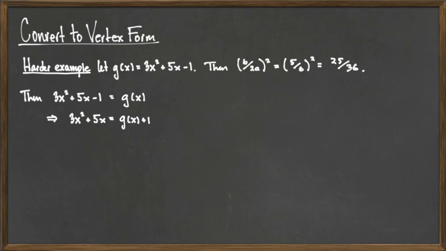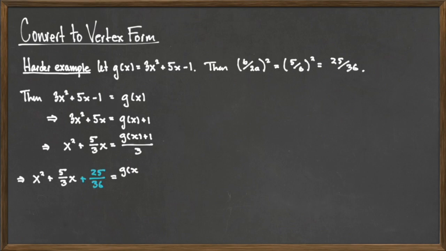Now the rule says whenever our a value is not equal to 1, we have to divide both sides of the equation by our a value. In this case, our a value is positive 3, so we're going to have to divide both sides by positive 3. And this is where some of our fractions are going to come in. We're going to end up with x squared plus 5 over 3 x equals g of x plus 1, divided by 3. Now that we're here, we're going to take our b over 2a and add it to both sides.